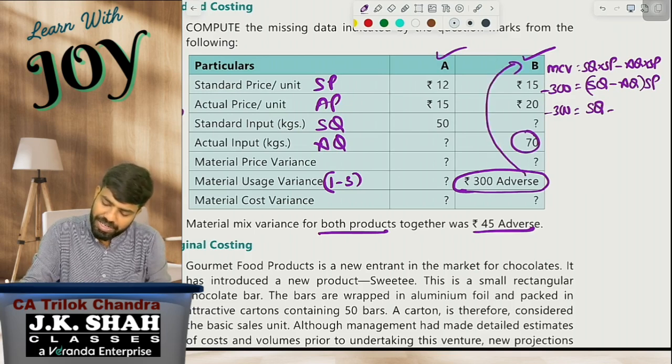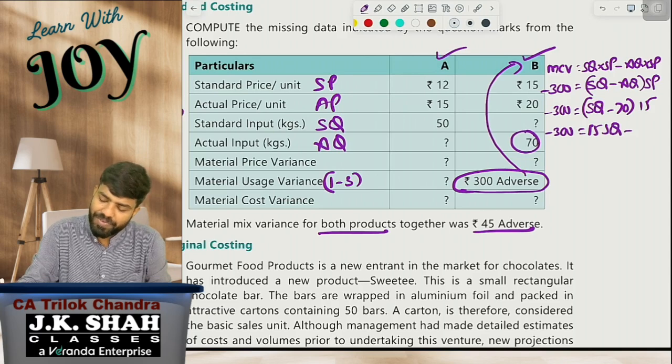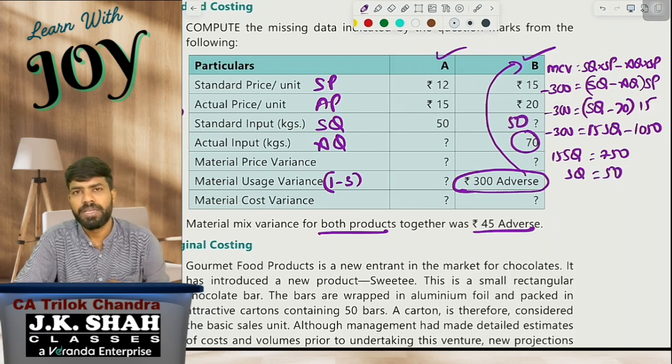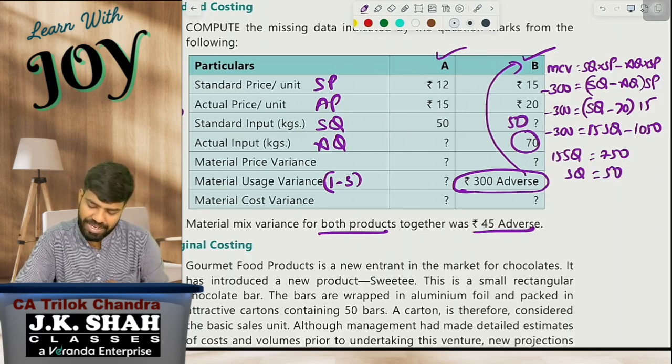So actual quantity is 70, into standard price 15 rupees. So minus 300 equals 15 times standard quantity minus 70 times 15, which is 1050. Now 15 times standard quantity equals 750. Standard quantity equals 750 divided by 15, that is 50. So standard quantity is 50. Have you understood this? We are done with the one calculation.